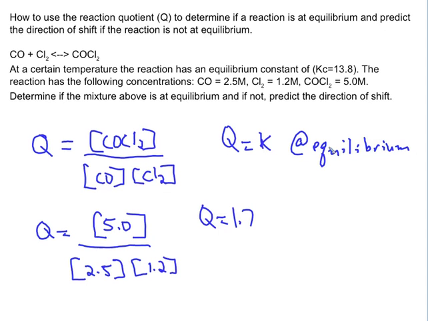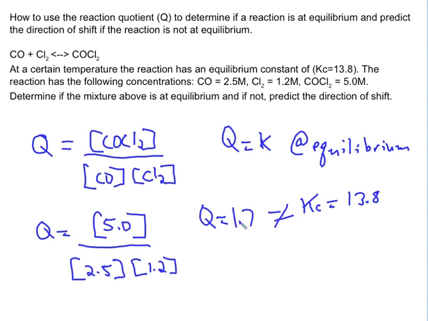But as you can see, K in the problem that was given, or Kc, is equal to 13.8. So Q does not equal K. Now, what you have to think about is which way this reaction would shift to make Q approach K. Q is less, so we have to make Q bigger so 1.7 can get closer to 13.8.